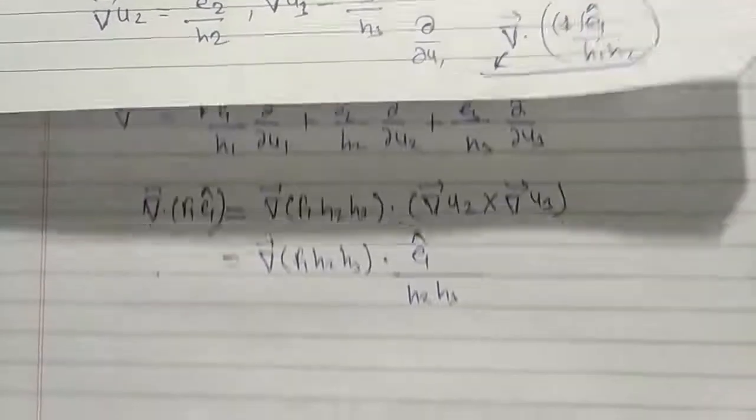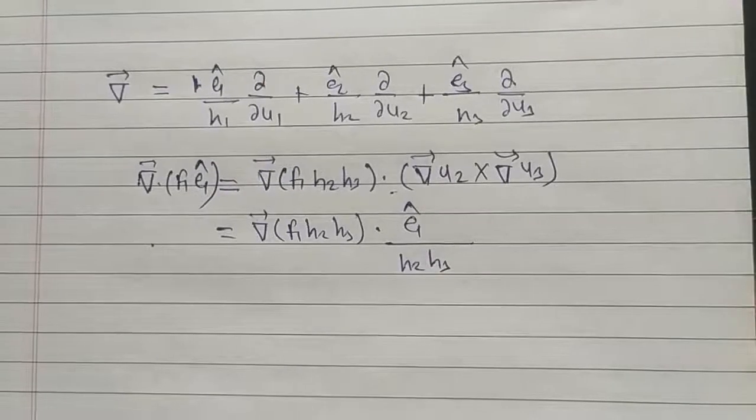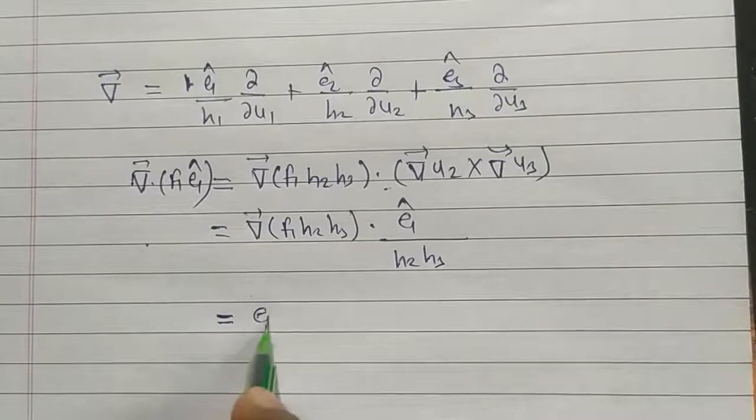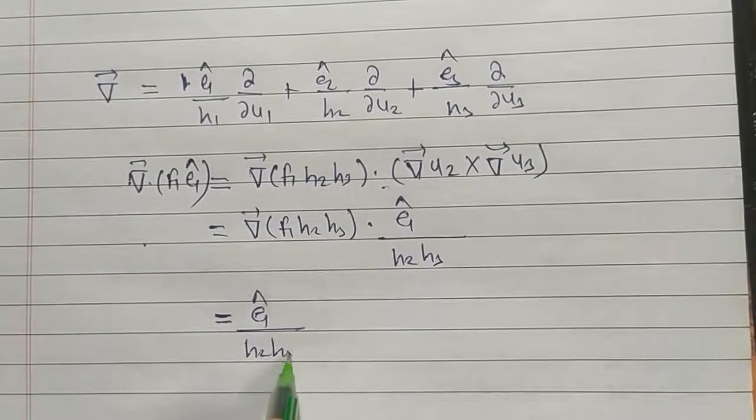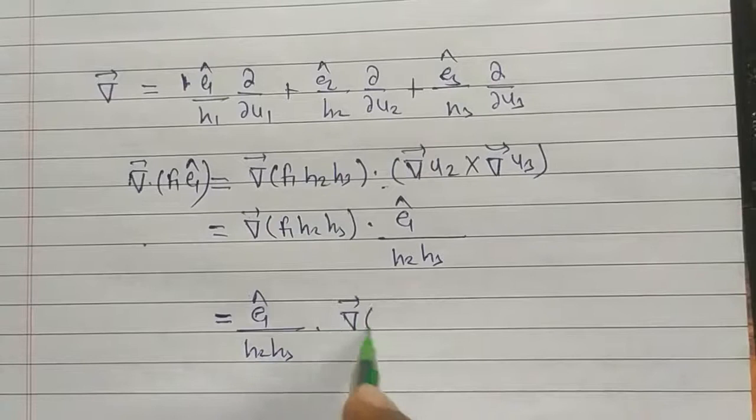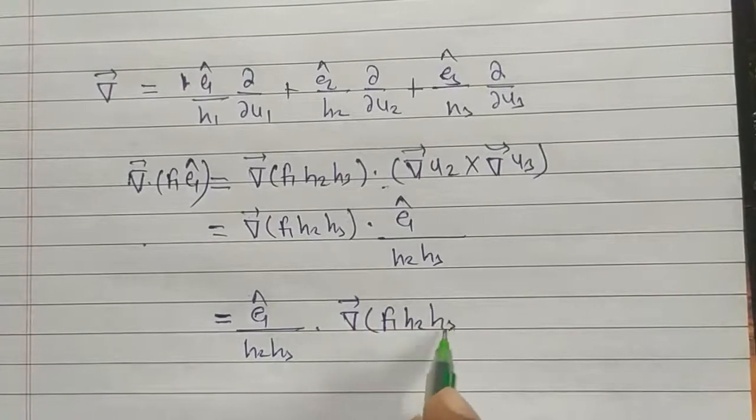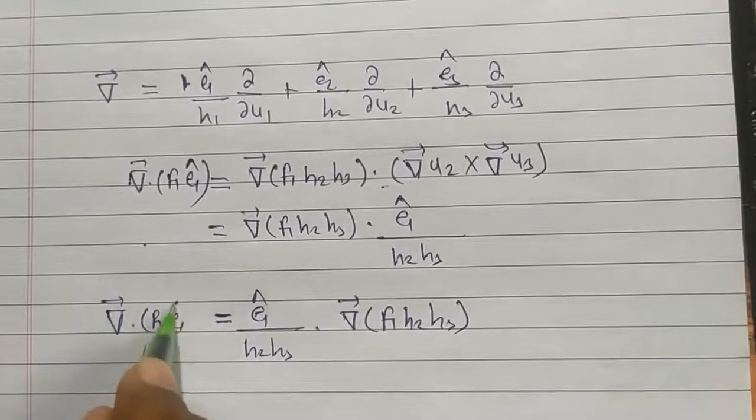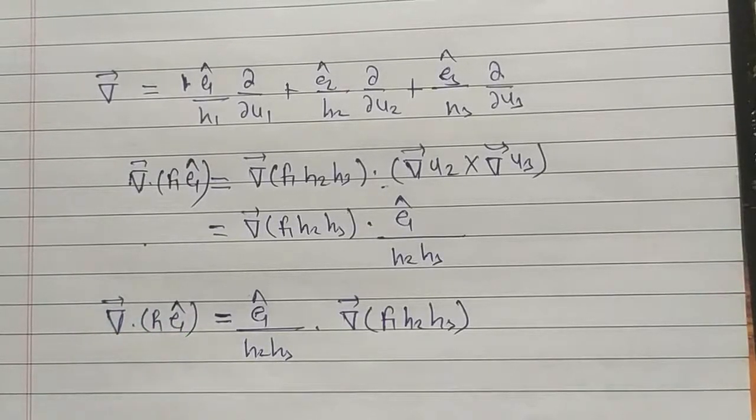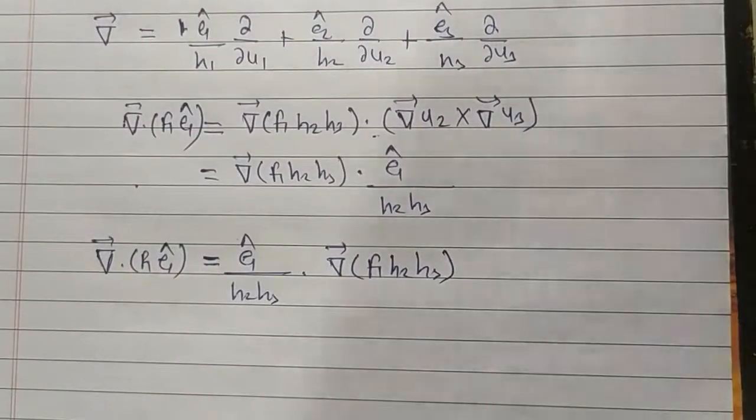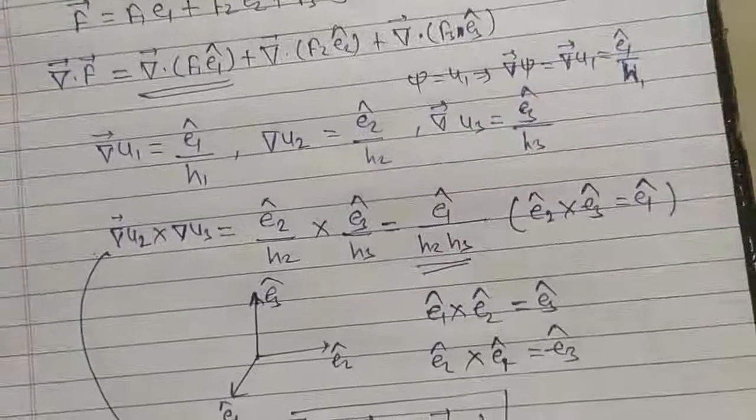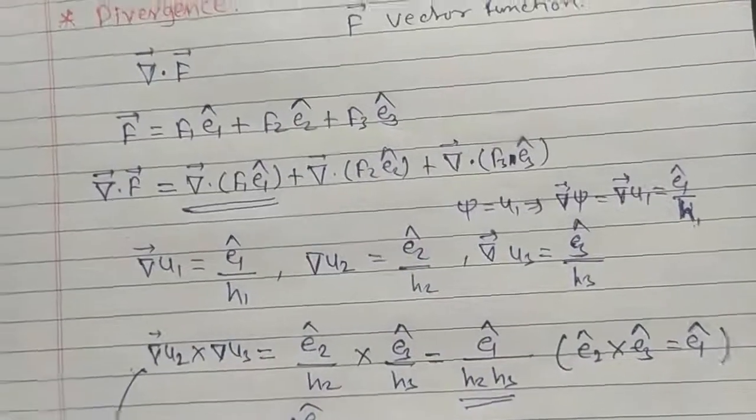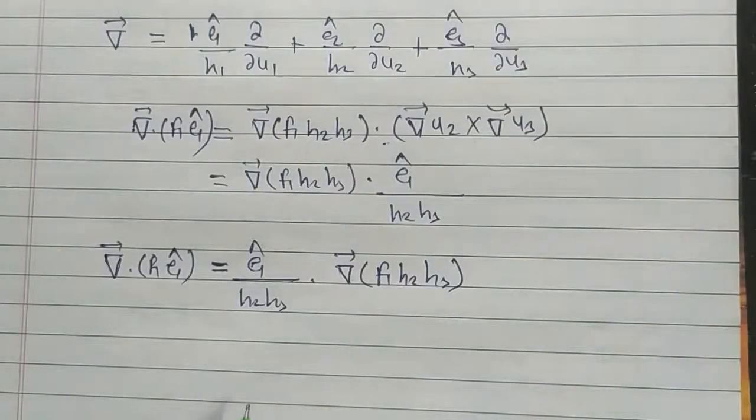Okay, in dot product sequence doesn't matter, so I can take this term here and this one here, so it will look like this, f1 e1 cap. Okay, so we are doing it for the first term of this expression, and for that term we have obtained this.